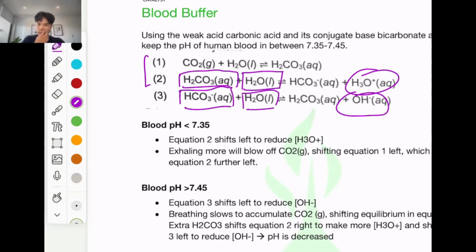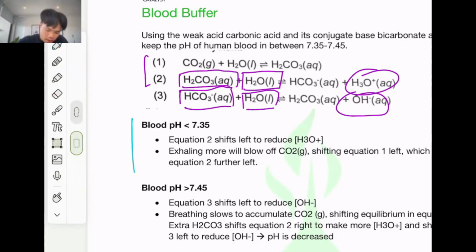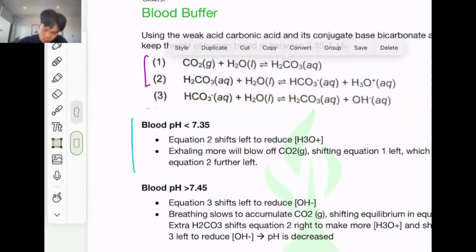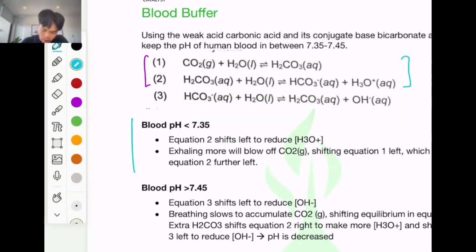So to explain how this works then, if you have a blood pH which drops below 7.35, you've gone into an acidic condition. You have too much H3O plus. Let's say you took the top two equations to explain it through. You would say that you have too much H3O plus, therefore the system shifts left. This brings down H3O plus, brings down HCO3 minus, and increases H2O and increases H2CO3.